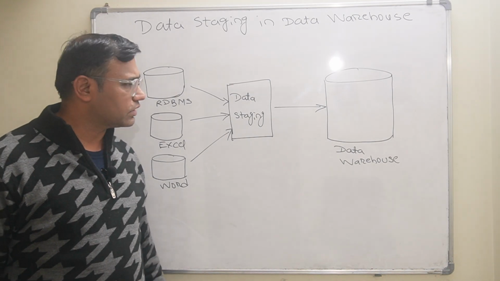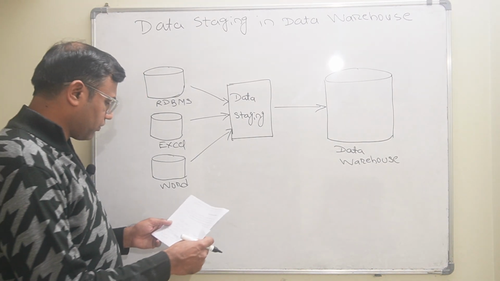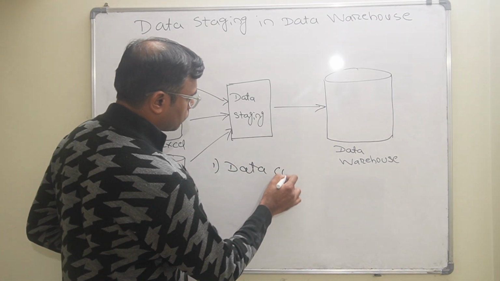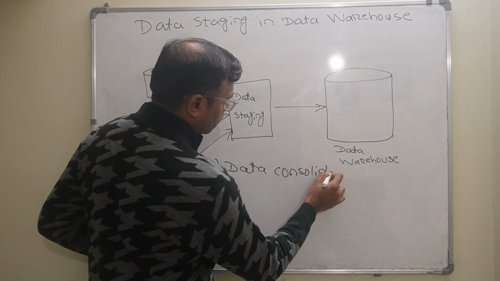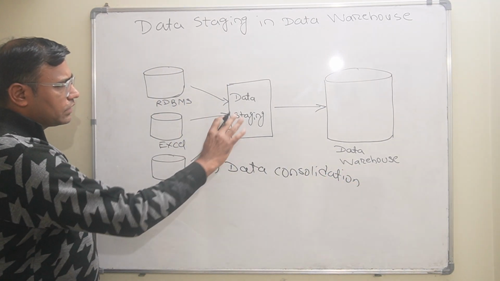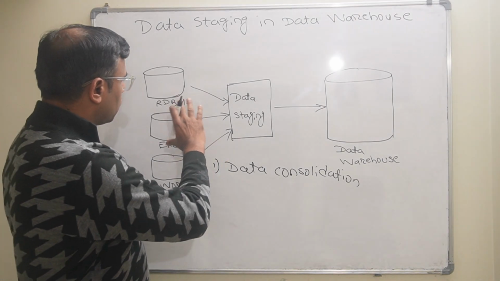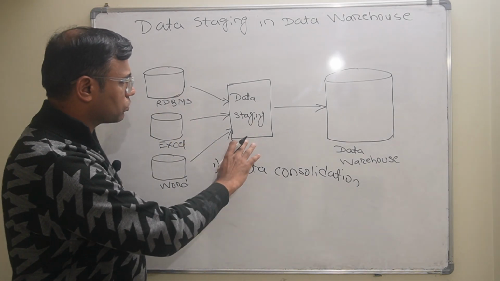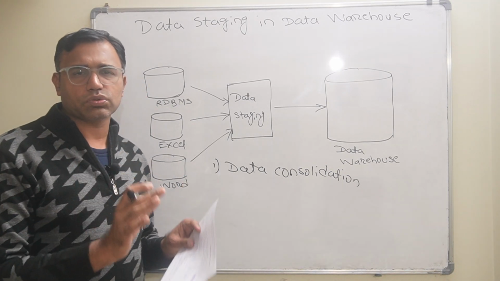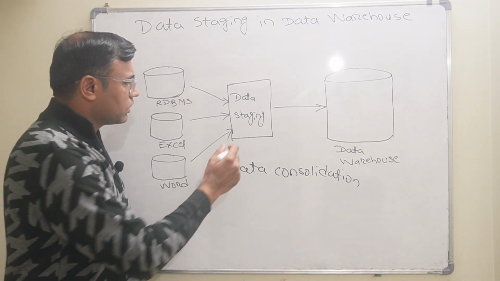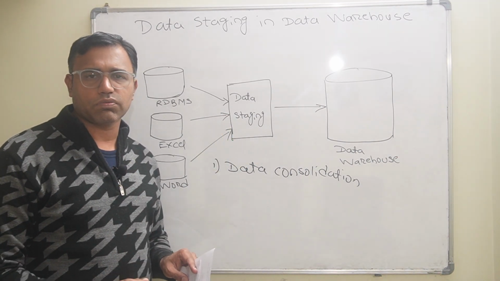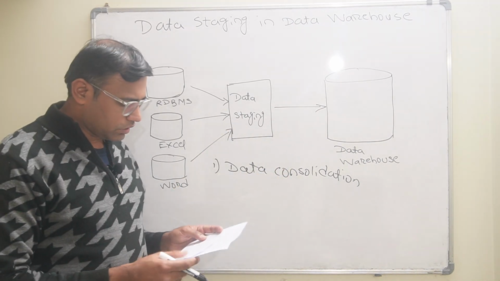Now why is data staging needed? So let us see. The first point is data consolidation. Here you can see the data is coming from various sources and it is collected at one point. To collect that data from various sources, we need some entity where we can store the data temporarily. So there is the concept of data staging, where the data is kept, then converted into one unique format, and then loaded into the data warehouse.